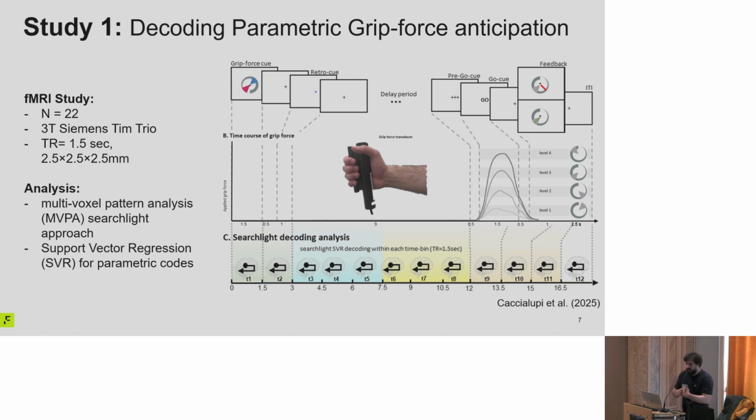As said, we used a time-resolved decoding analysis, meaning that based on a finite impulse response model as first GLM, we modeled for each time bin of 1.5 seconds a single beta estimate, one for each grip force intensity, that we used to run the decoding analysis. For each time bin, we ran an independent searchlight decoding analysis for the full duration of the experiment. And notably, we used a support vector regression model that not only allows you to classify content-specific representations, but also to decode continuous quantities, like the grip force intensity.